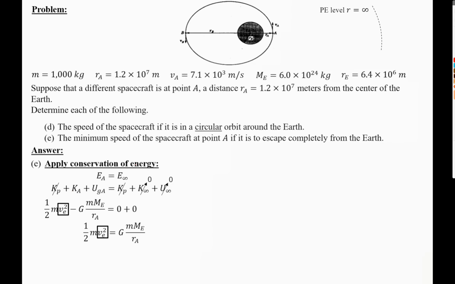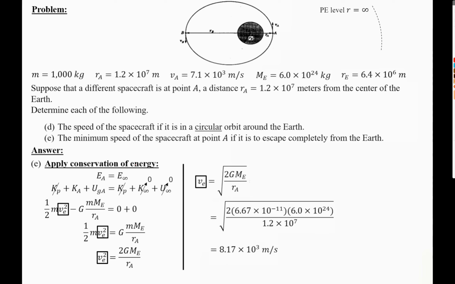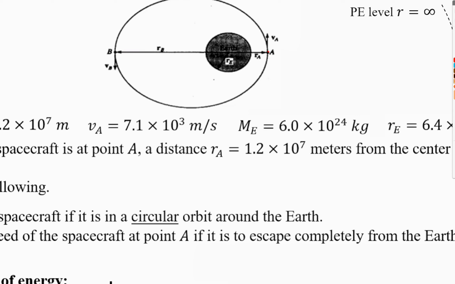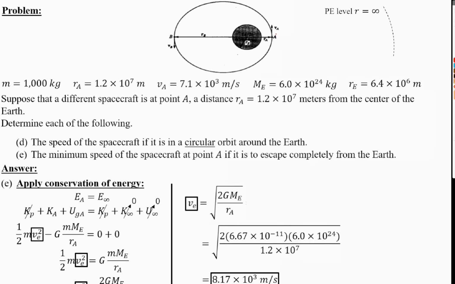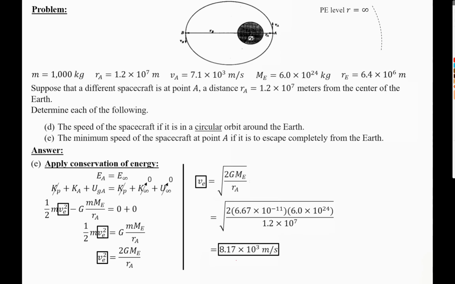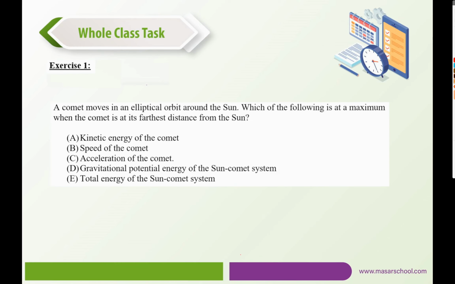And now we're searching for v_e squared. We know that without surprises it would be given by the following expression. Replacing it would be 8.17 times 10 to the power 3 meters per second. What does this mean? Initially the spacecraft was orbiting the Earth at the point A with a certain speed. In order for the spacecraft to escape the Earth and to make it free, we need to inject the following amount of speed, independent of the direction. And now for the rest of the video, we're going to solve some exercises on what we have explained so far.